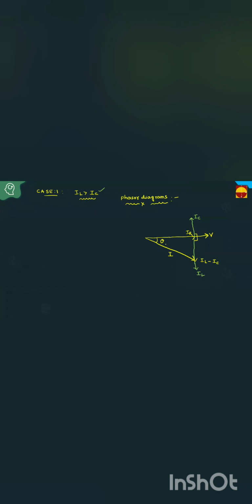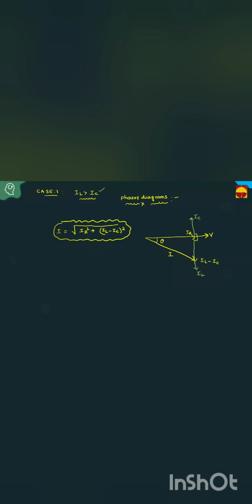Clear? Now you have to write I equal to the square root of IR square plus IL minus IC whole square. Very important for the parallel RLC circuit for IL greater than IC. IL greater than IC, then you take IL minus IC. IC greater than IL, take IC minus IL.